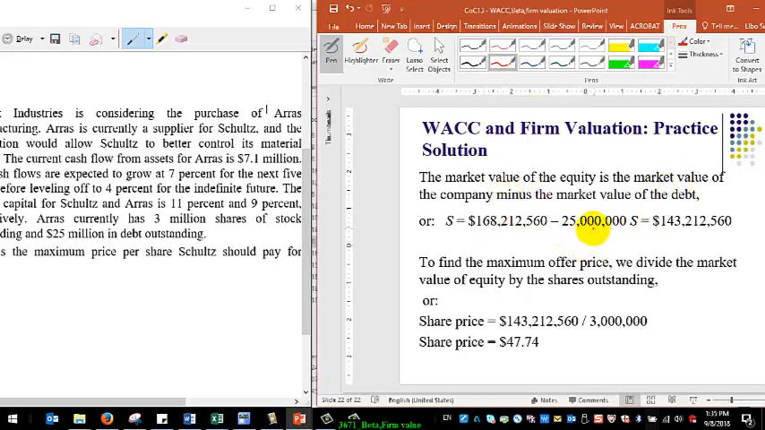Next, we need to find the market value of the equity. Simply subtract the total market value of debt. We get equity of 143,212,560. Divided by the number of shares, we get the share price. The maximum share price we want to offer is 47.774.